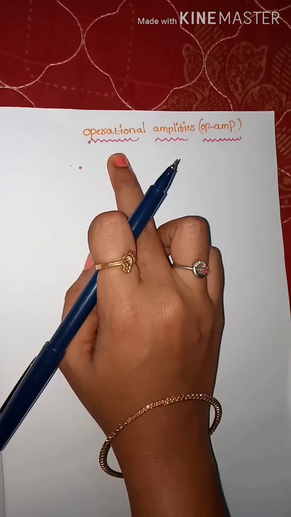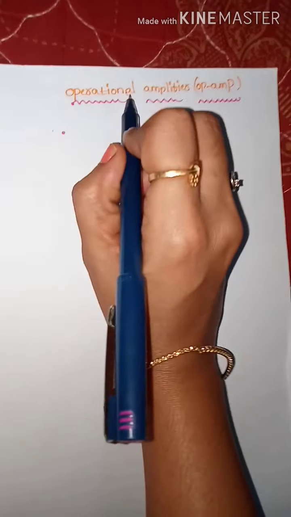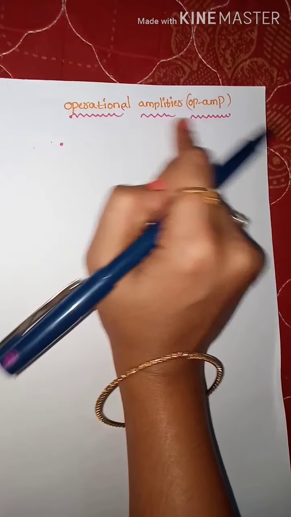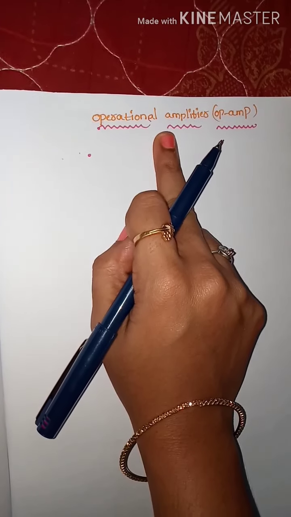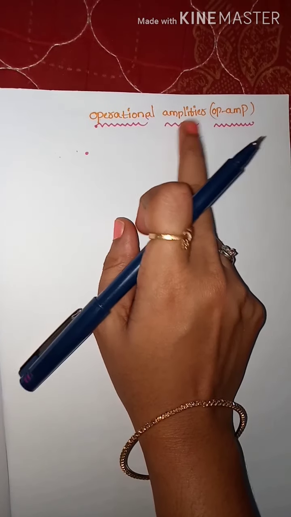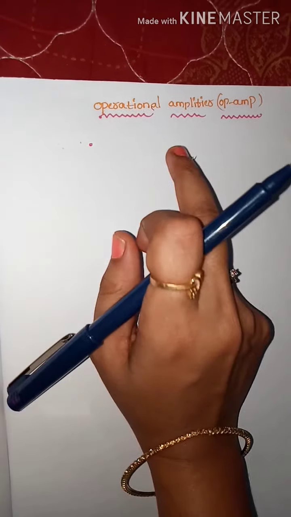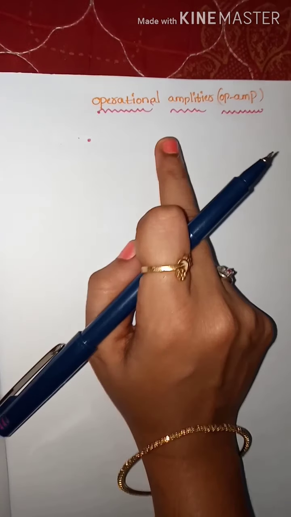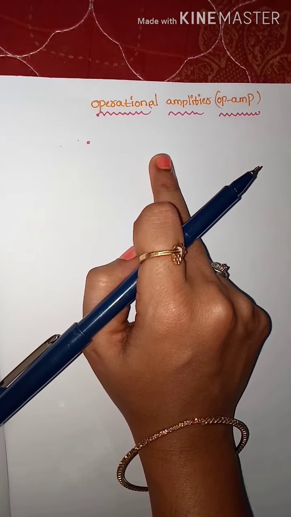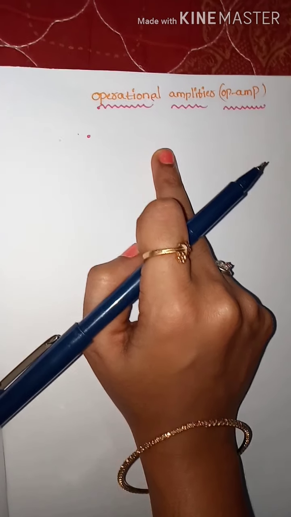Introduction to operational amplifier and its block diagram explanation. The operational amplifier is simply referred to as the op-amp. The basic definition: an operational amplifier is a high gain direct coupled differential amplifier with high input impedance and low output impedance, to which feedback is added to control the overall response. This is known as an operational amplifier. I can write the definition here.